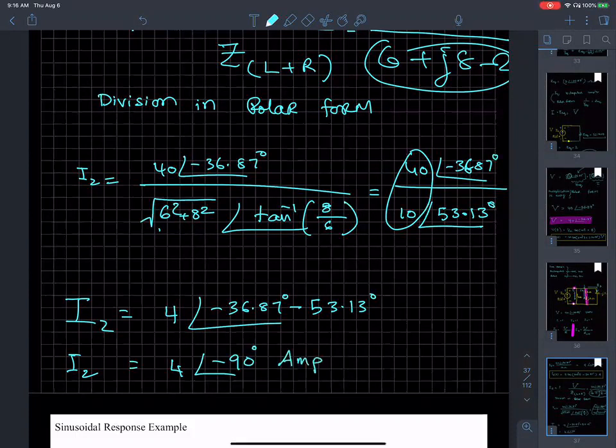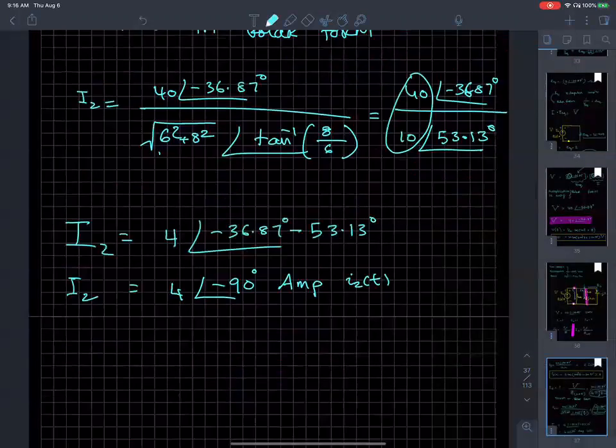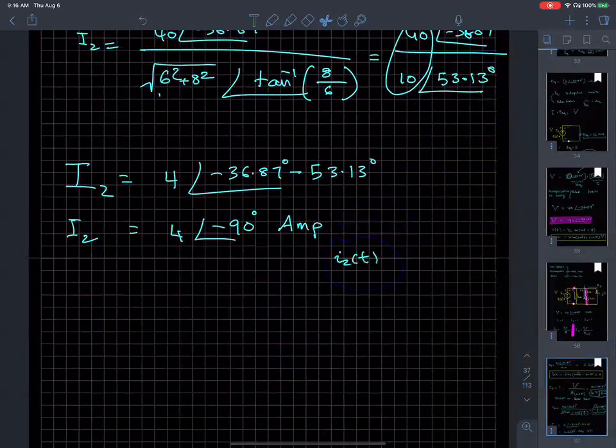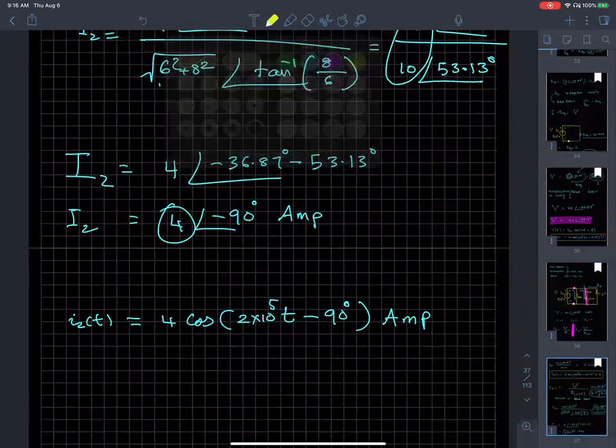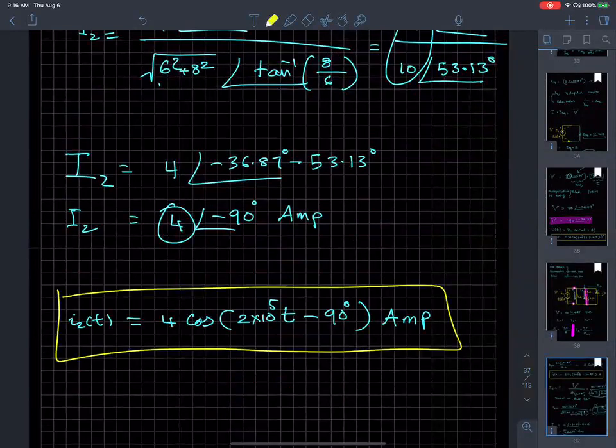If you were to write it in the time domain form, I2 of t is going to be 4 cosine of omega t plus angle phi, which is negative 90 degrees, amperes. So this is the other part of the problem that we wanted to find, I2.